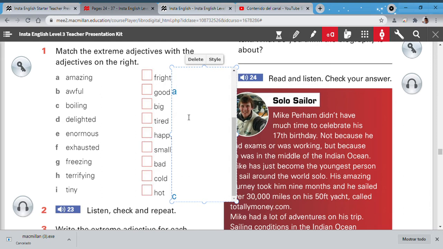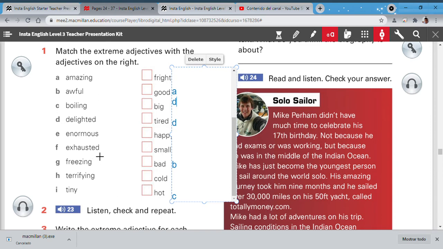Now let's continue with awful. Awful is like very, very, very bad. Here. A, B. Boiling, letter C. Delighted. What is delighted? Delighted is like encantador. So it's like when you are so happy. Letter D. What about enormous? Yes, enormous is like in Spanish. Very, very, very big. Letter E. What about exhausted?